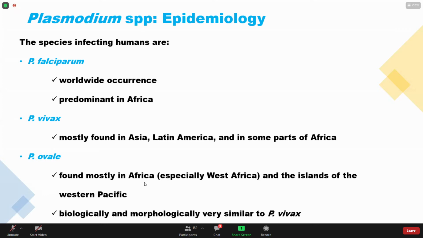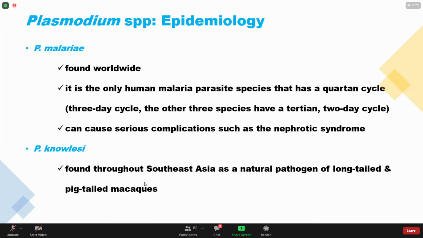Some people believe because you don't have vivax infection, P. ovale takes over. It's biologically and morphologically similar to P. vivax. Now, P. malariae is also found worldwide. What I want you to note about this particular species is that it's associated with nephrotic syndrome in children. And like I said, P. knowlesi is the new addition to the list, and it's common in Southeast Asian countries.